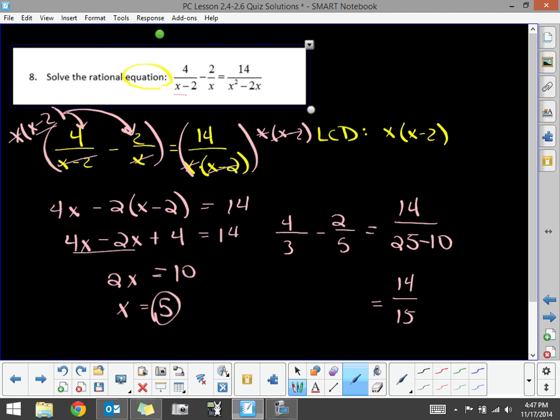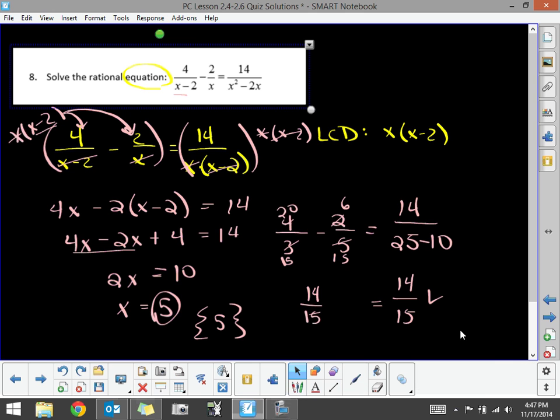I want to make sure I get the same response over here, so I've got to get common denominators of 15, so take it times 3. So minus 6, take it times 5, so that'll give me a 20. And 20 minus 6 is 14 fifteenths. It checks, so I want to keep 5 as my solution, or my solution set.